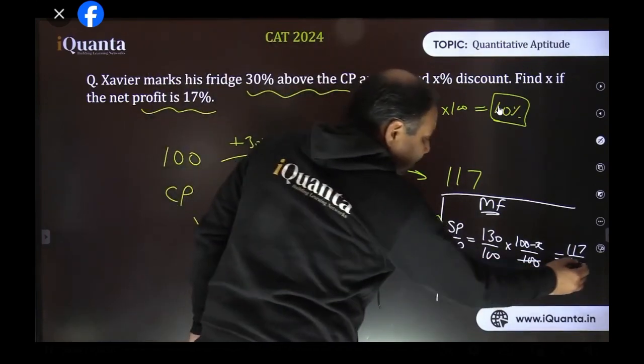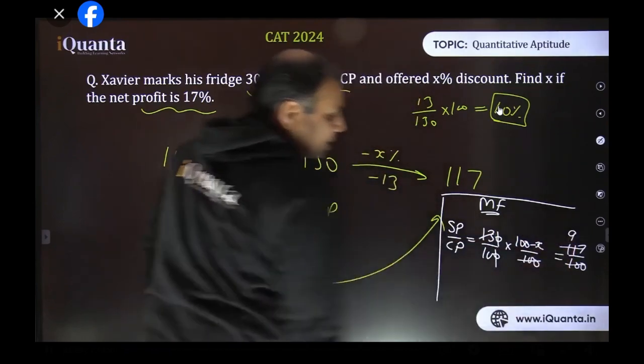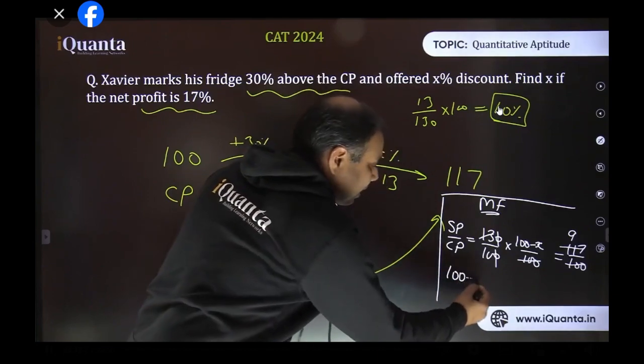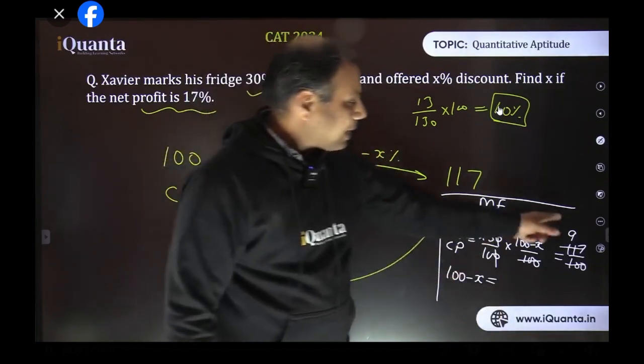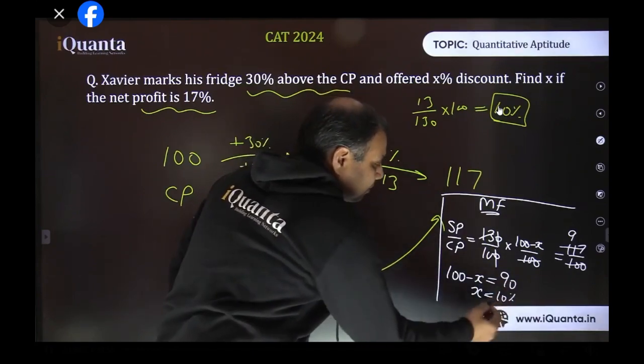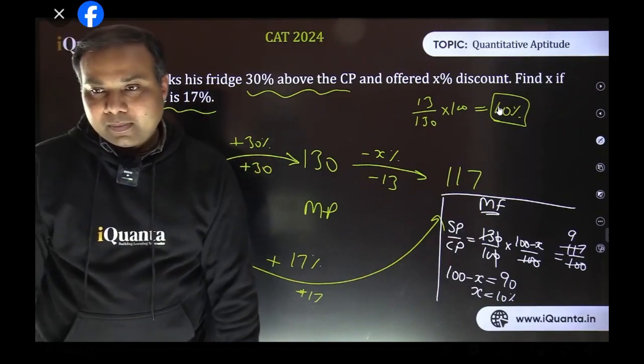So 100 is cancelled, 10 can also be cancelled, 13 9s are 117. So on simplifying, we get only 100 minus X here. 100 minus X equals, if I take 10 to its side, that becomes 10 into 9, 90. So we get the value as 10%. So X comes out to be 10, that is a 10% discount. Fine? Okay.